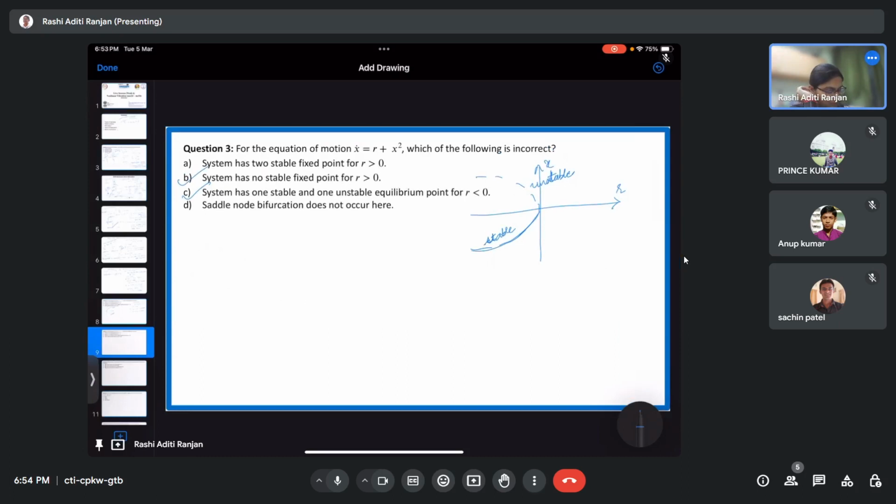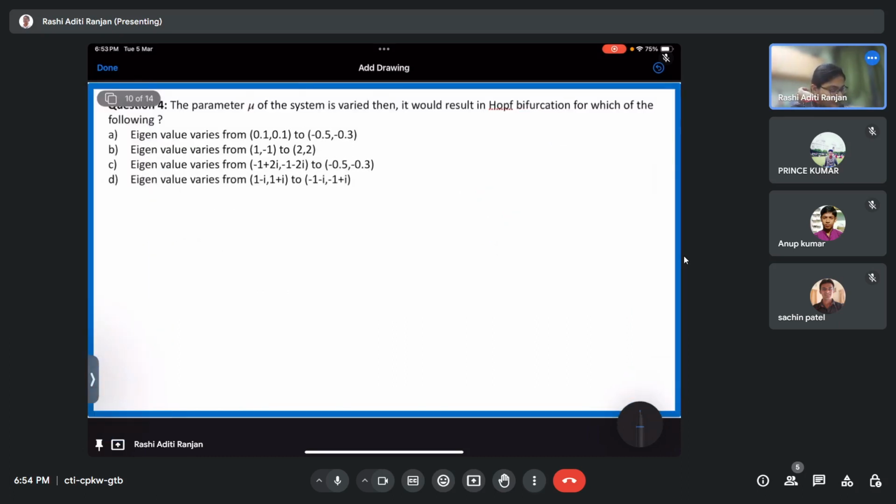Coming on to the fourth question. Okay, so if the parameter mu of the system is varied, then it would result in the Hopf bifurcation for which of the following? So first of all, what is a Hopf bifurcation? A Hopf bifurcation is actually a dynamic bifurcation.